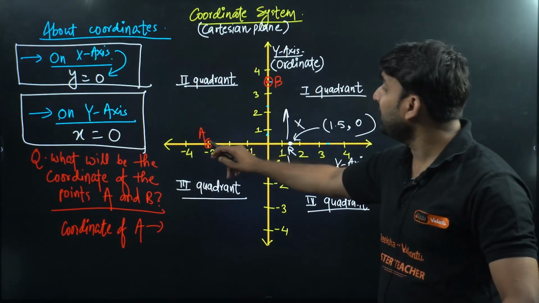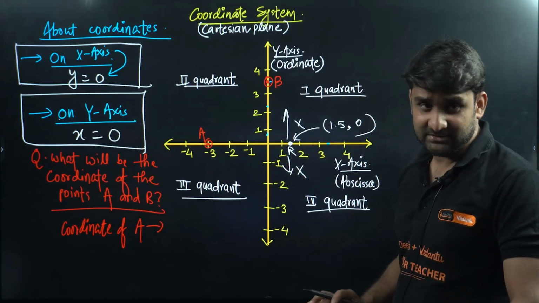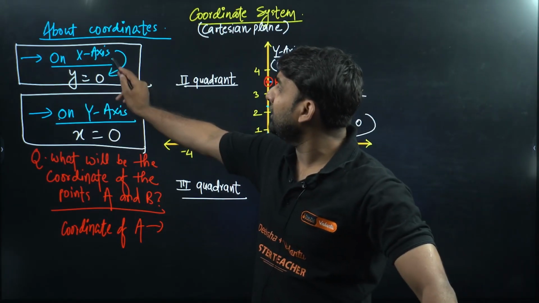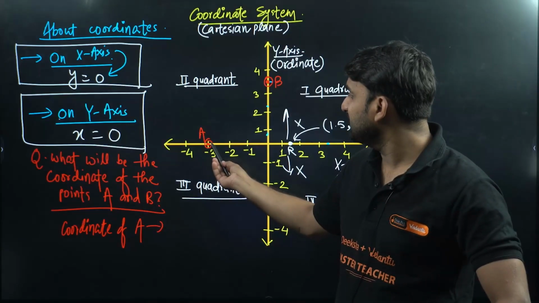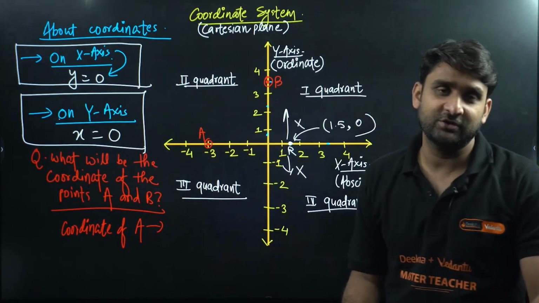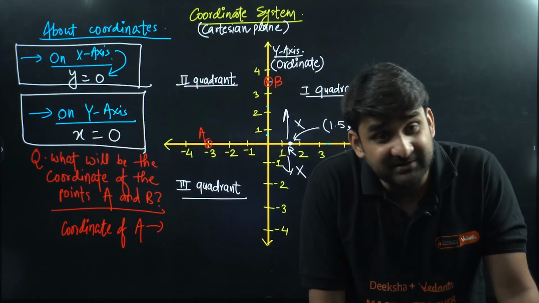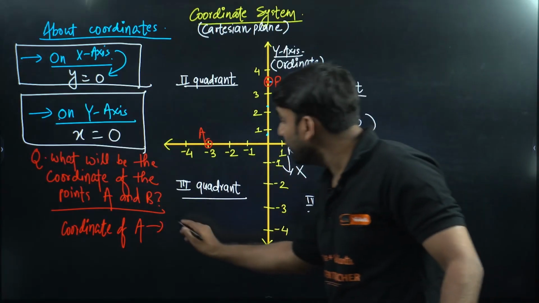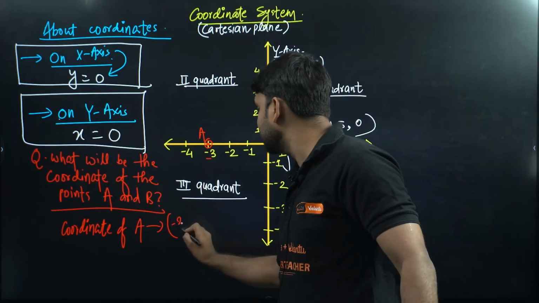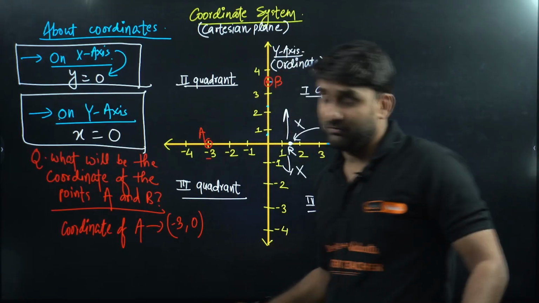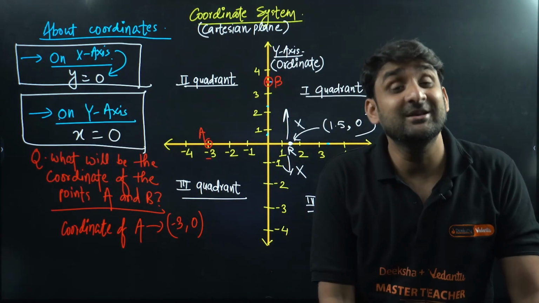And if point A is entirely on the x-axis, the y coordinate will be 0, because no part of A is in the upward or downward direction. Entirely A is on the x-axis, so the y coordinate will be 0, and the x coordinate is of course -3. So please write here (-3, 0), and we all know, always write the x coordinate first.